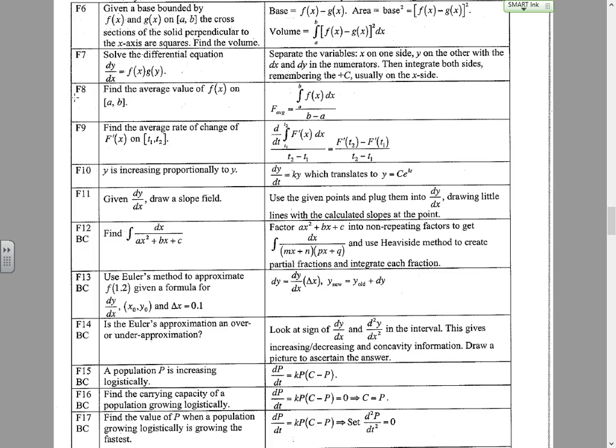y is increasing proportionally to y. What? It's direct variation, or directly proportional to. So it's y prime equals k times y. And they're saying that whenever you see a differential equation in that form, the derivative equals a constant times y, it will always go back to exponential growth.